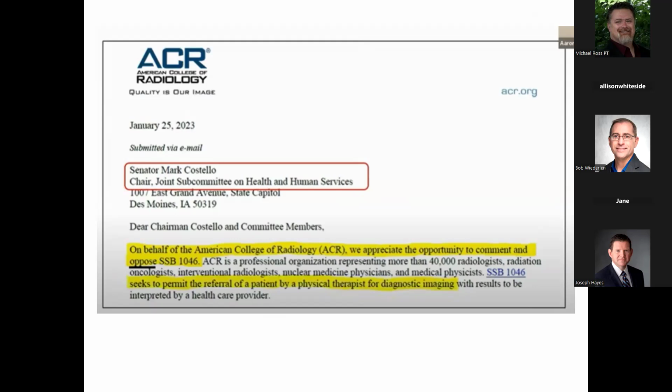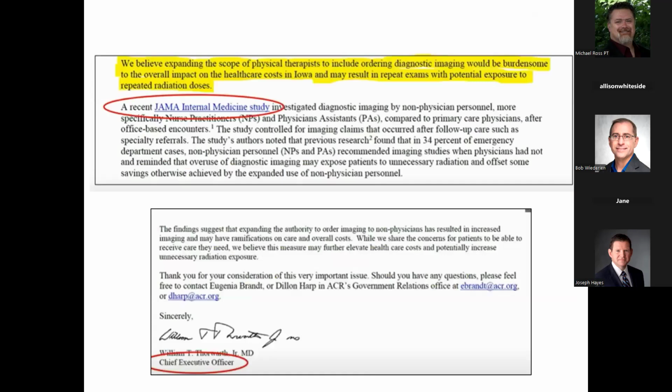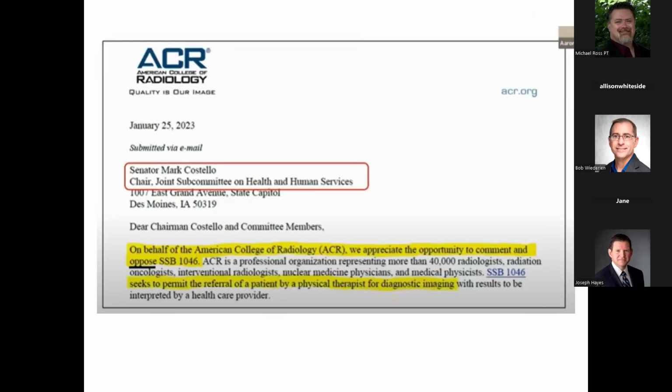And you take a look at this letter from the American College of Radiology. This is from the president, the chief executive officer, Dr. Thorworth, right? He's the big dog. And look at that highlight, what we have highlighted there. This is when Iowa was trying to get imaging. They wrote a letter to the committee members who are going to be voting on this, and they are in absolute opposition of PTs getting diagnostic imaging.